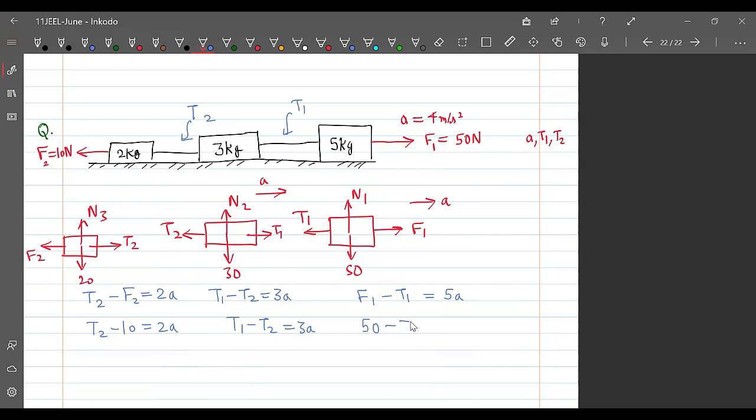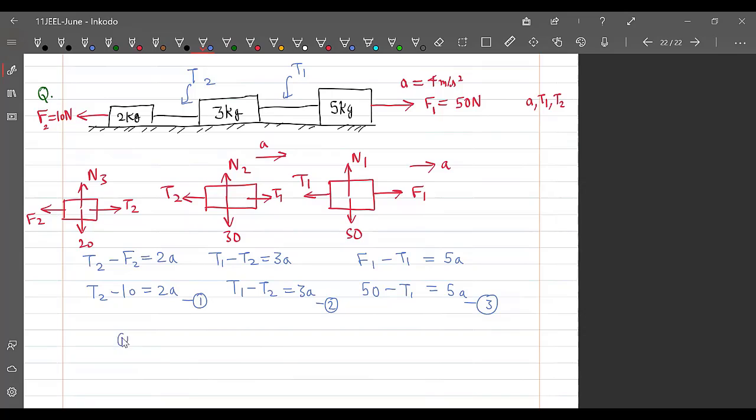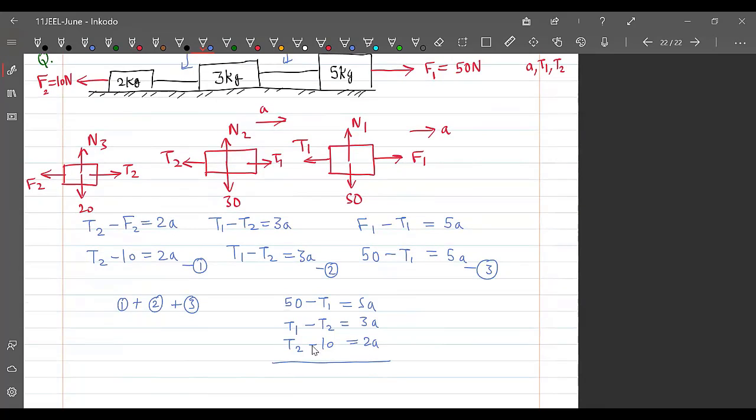And here 50 minus T1 is equal to 5a. Okay, there is a shorter way: if we add all three equations on both sides, it directly gives us the acceleration. So equation 1 plus equation 2 plus equation 3: 50 minus T1 is equal to 5a. Below it, write the second equation, T1 minus T2 is equal to 3a. Below it, write the third equation, T2 minus 10 is equal to 2a. If we add all three, T2 and T1 cancel, that gives me 40 is equal to 10a. So the acceleration will be 4 meters per second square.